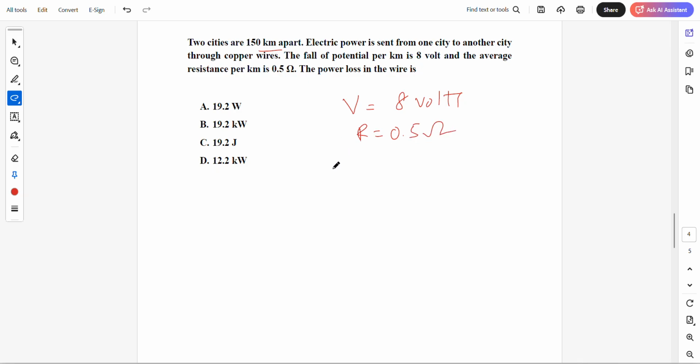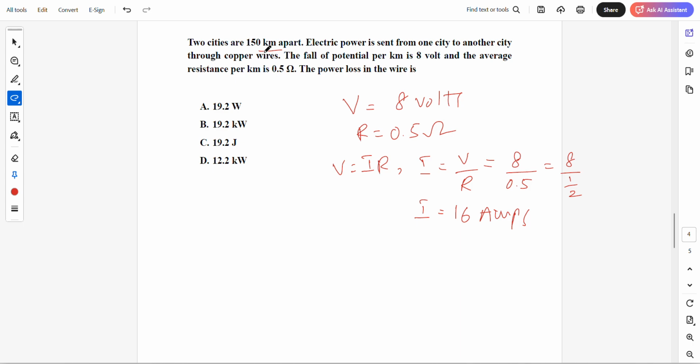We know that V is equal to I into R. From here I can calculate I is equal to V by R. How much is V? V is 8 divided by 0.5. 8 divided by 1 by 2, that is equal to I is equal to 16 amperes.